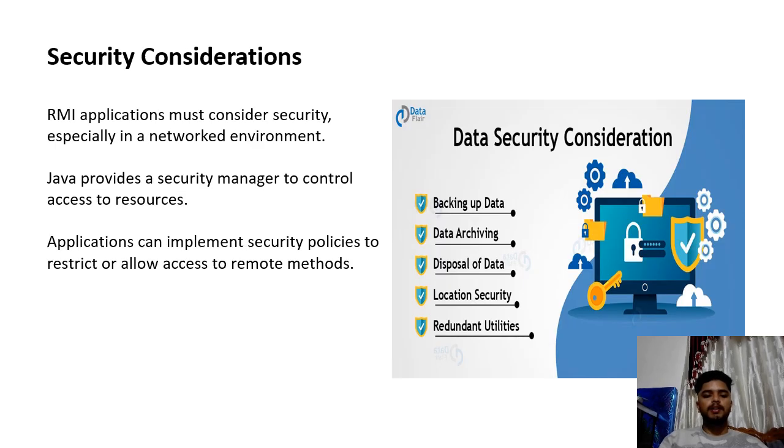Security considerations. RMI applications must consider security, especially in a networked environment. Java provides a security manager to control access to these resources. Applications can implement security policies to restrict or allow access to remote methods. Data security considerations: backing up data, data archiving, disposal of data, location security, and redundant utilities.